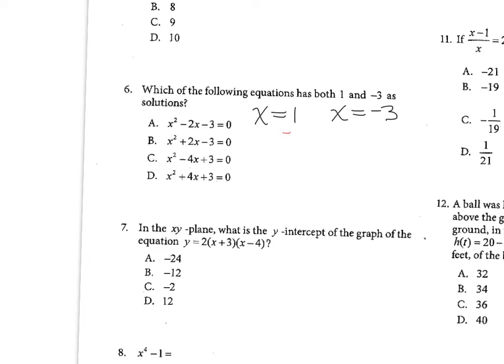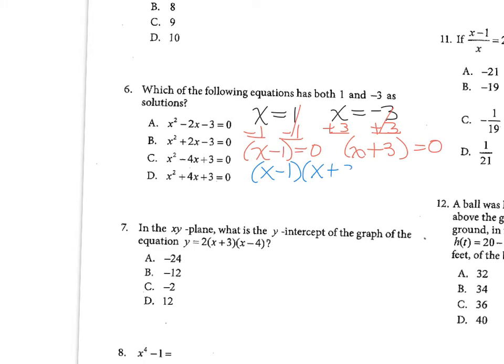So what you do is you subtract 1. By doing that, you're going to have x minus 1 equals 0. You do the same thing with the negative 3. You add 3. So you're going to have x plus 3 equals 0. And like that, you get your factors and you multiply your factors. So you're going to have x minus 1 times x plus 3. That is supposed to be equal to 0.